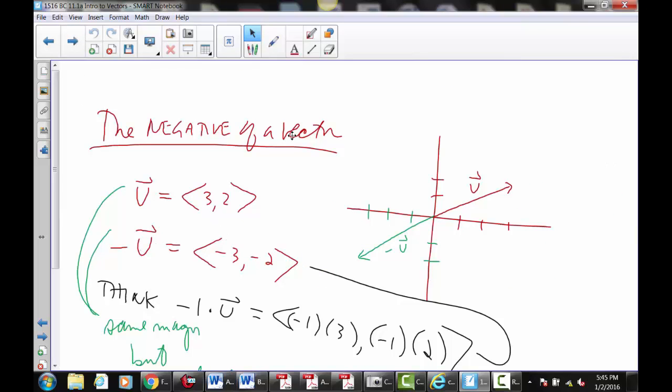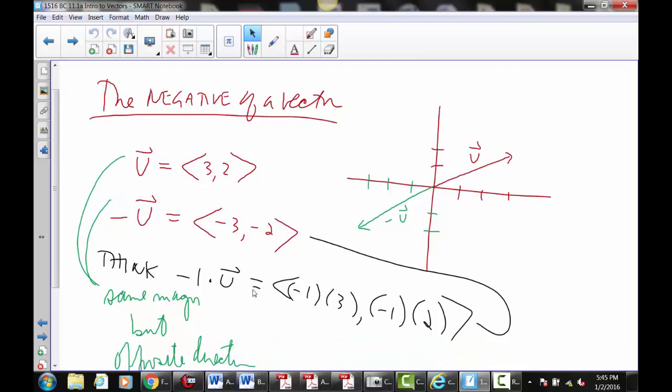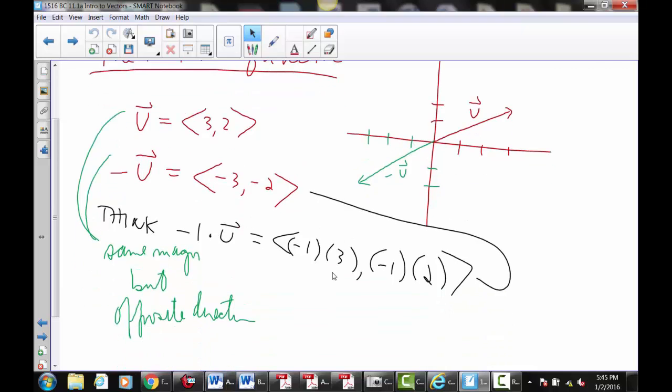Vector negative u, the negative of a vector, again you can look at it as multiplying each component by negative 1. What happens now is it has the same magnitude but it's pointing in the opposite direction. So they're like what we used to call opposite rays. They're opposite vectors.